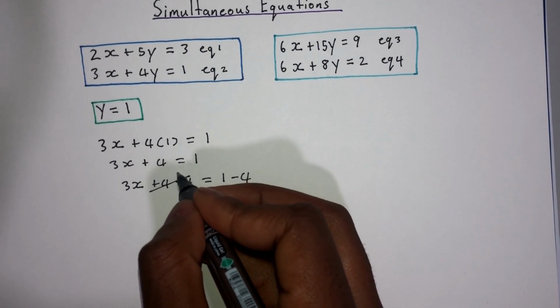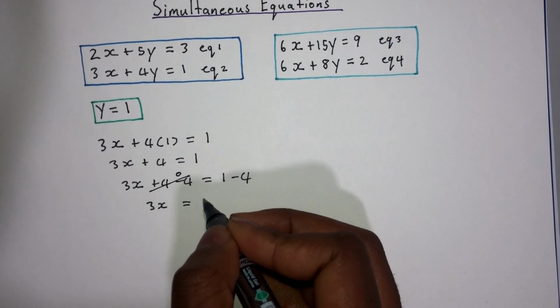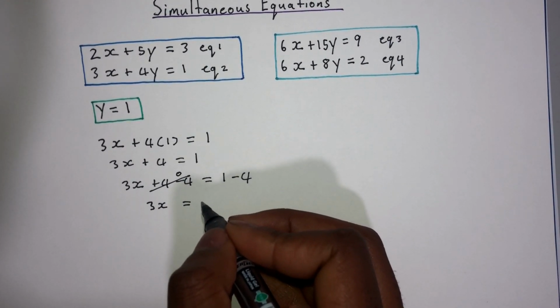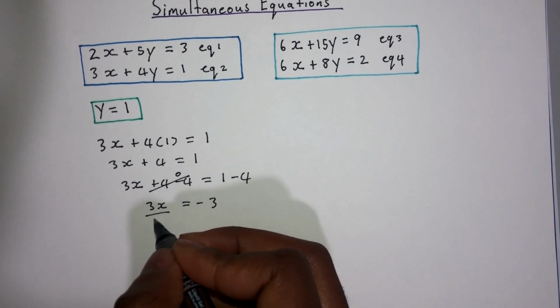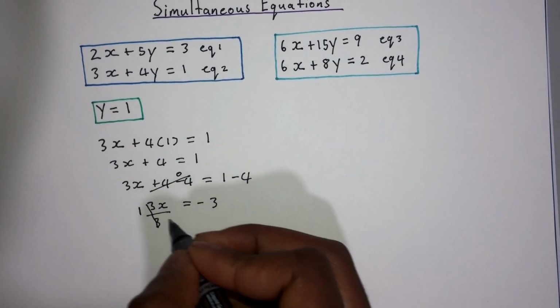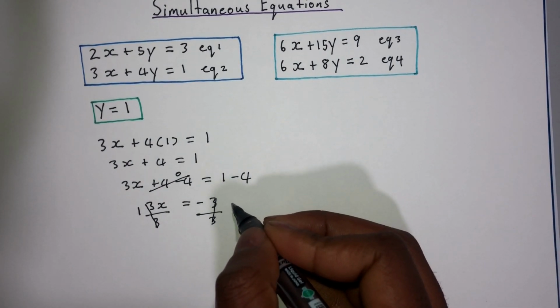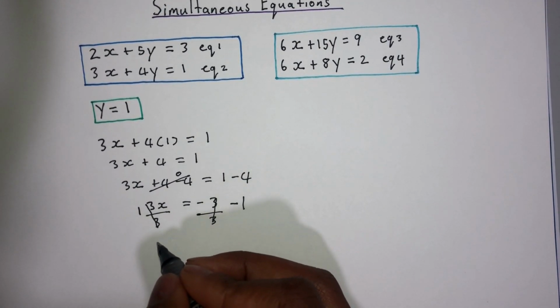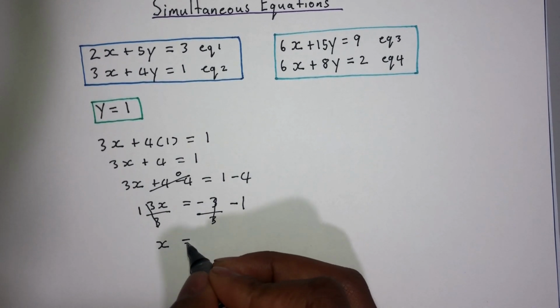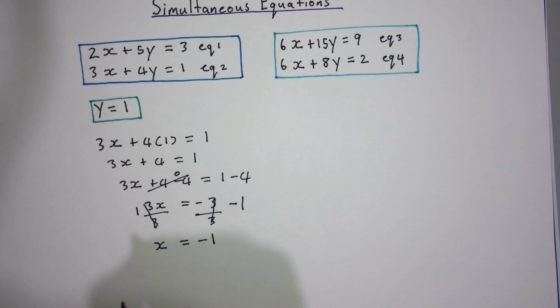This is 0. We're now left with 3x equals negative 3. 3 into 3 goes 1 times. 3 into negative 3 is negative 1. 1 times x is x. Therefore, our x value is negative 1.